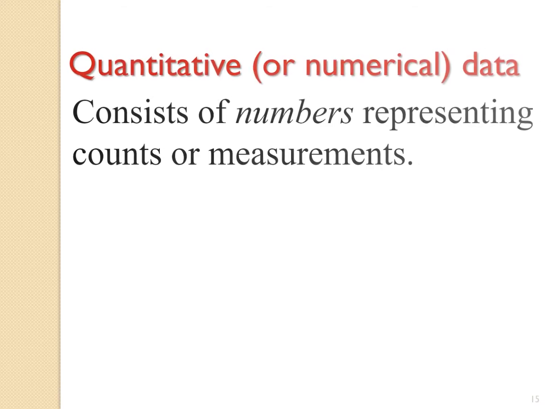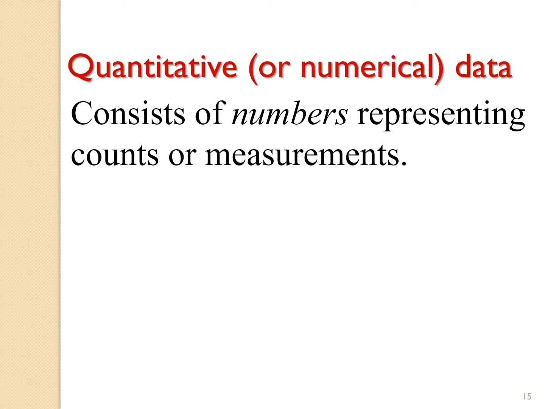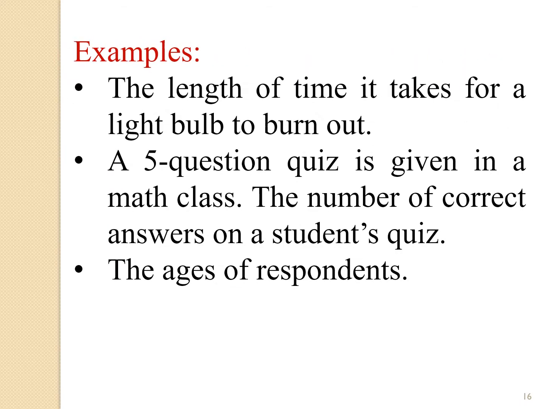Quantitative data, or numerical data, consists of numbers representing counts or measurements. That means the possible answers or outcomes are numerical values. Example: the length of time it takes for a light bulb to burn out. The possible answers may be 5,000 minutes or 6,000 minutes. Second example: a quiz given in a math class, the number of characters and words on a student quiz, with possible answers 0, 1, 2, 3, up to 5. And also the ages of the respondents. That is also numerical, so that is quantitative data.